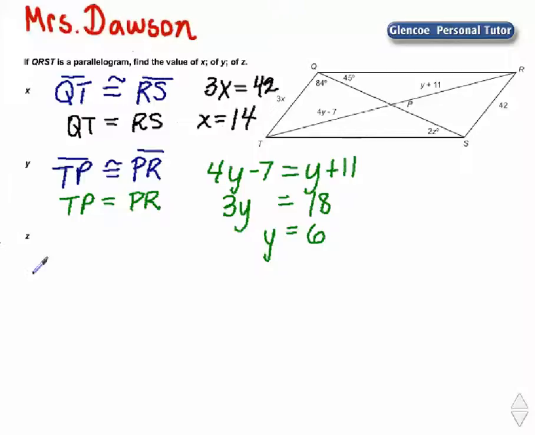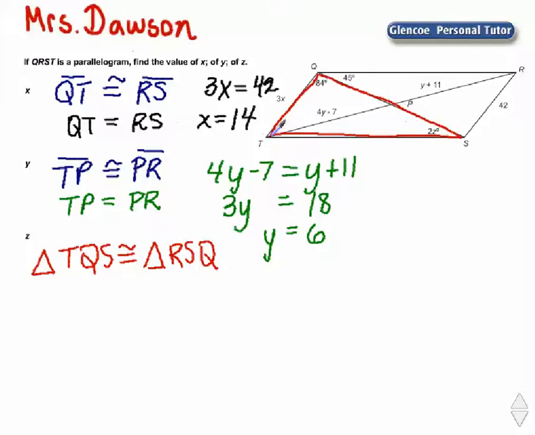Let's use red. Triangle TQS is congruent to triangle RSQ. Let's take a look at that. Triangle TQS is congruent to triangle RSQ. And that's because a diagonal separates a parallelogram into two congruent triangles.